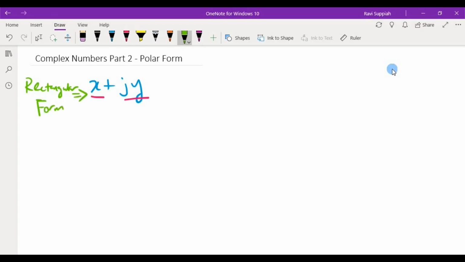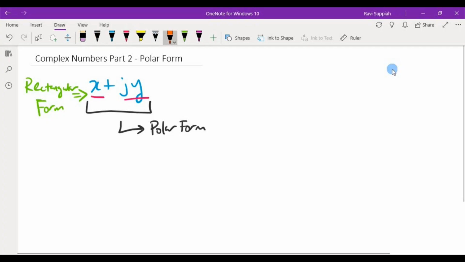Now we can convert this complex number from rectangular form to another form known as the polar form. The polar form is represented by two parameters, which are r and theta. Let's look at a simple complex number. Let's say I give you this number 2 plus j3.